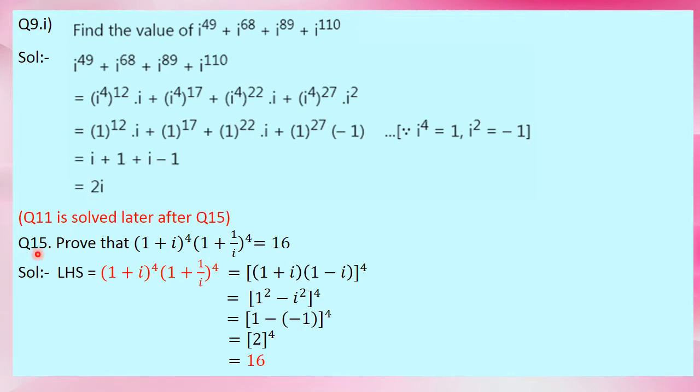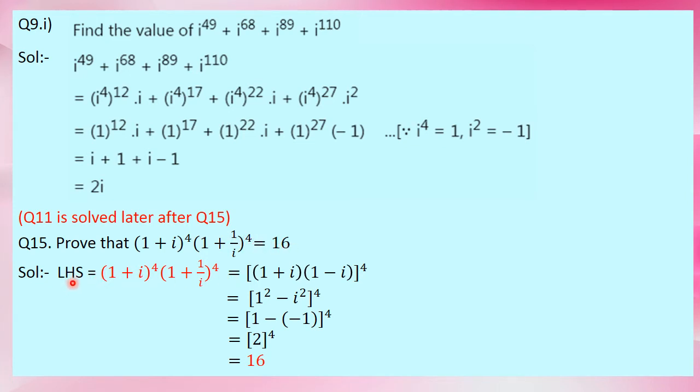Now question number 15. There is a question number 11, which is important, which is solved later after this sum. Question number 15. Prove that (1 plus i) raised to 4 into (1 plus 1 upon i) raised to 4 is equal to 16. So we will consider the left hand side first.